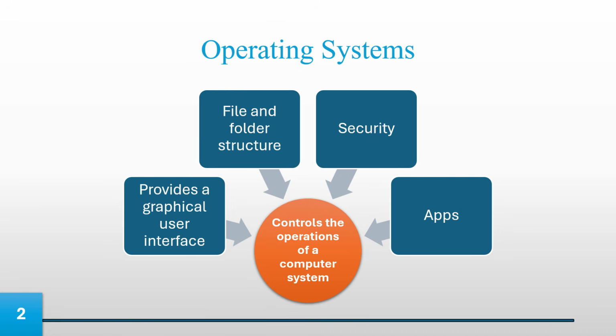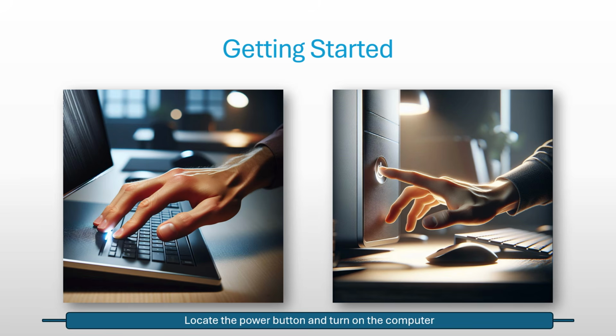We are going to take a look at the Windows operating system, and we'll spend most of our time there seeing how we can take advantage of the graphical user interface, the file and folder structure, the applications, and the security as well. Let's get started. So the first thing we need to do is to locate the power button and turn on the computer.